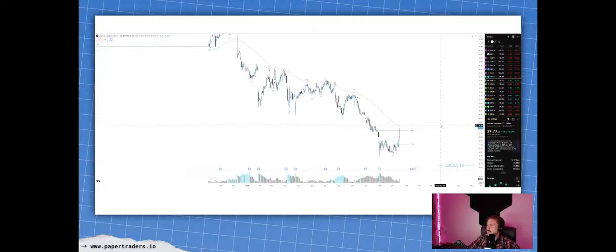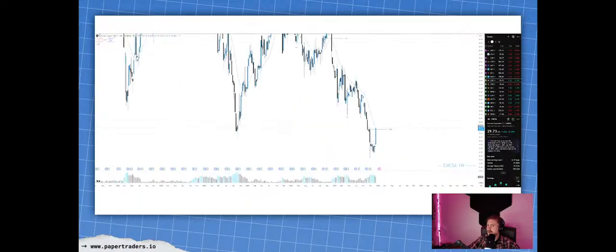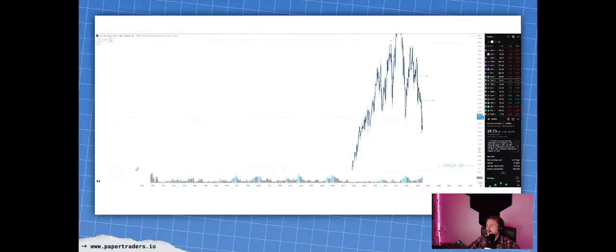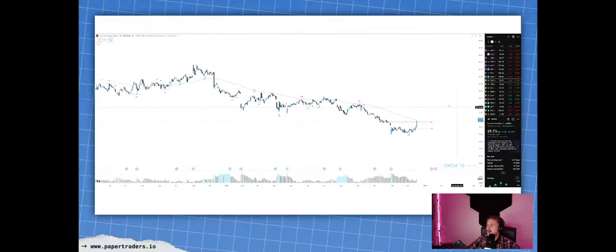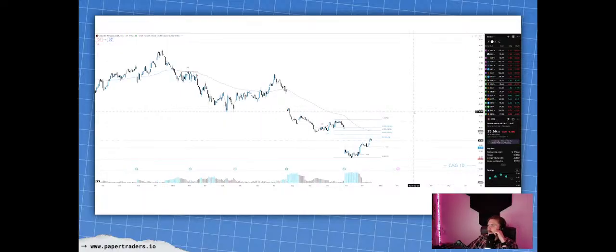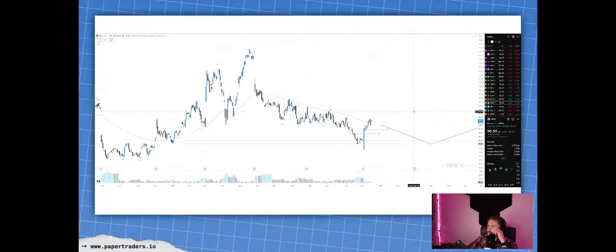Ooh, Comcast. That's a solid run. Comcast could be really good, actually. Comcast has been on my watch list for a minute now. That SFP.